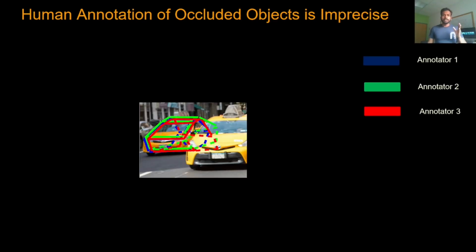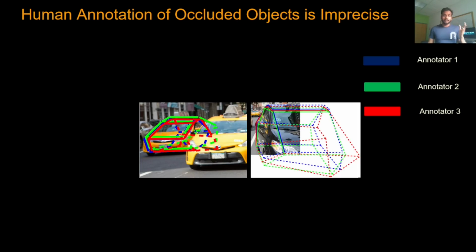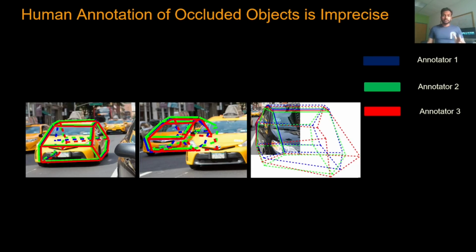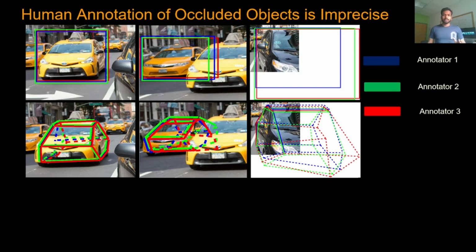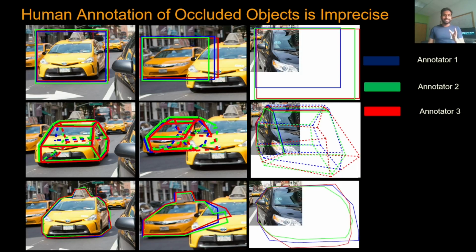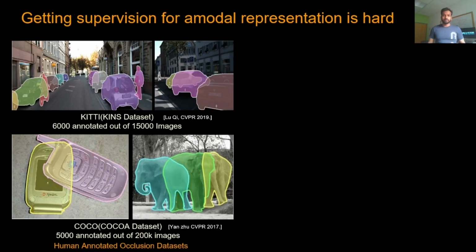One possibility is to use human annotations to train these representations, but human annotators perform poorly in occluded regions, as can be seen from the disagreement between multiple annotators. This disagreement increases with increase in occlusion percentage. We observe this across different representations, that is bounding box and instance segmentation.